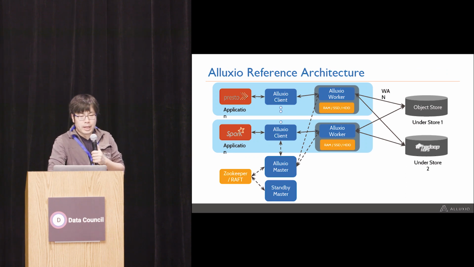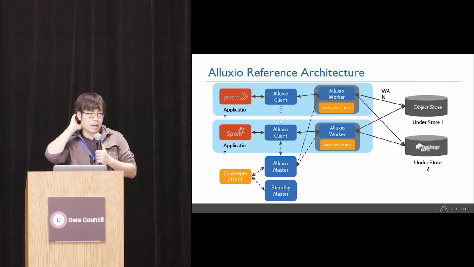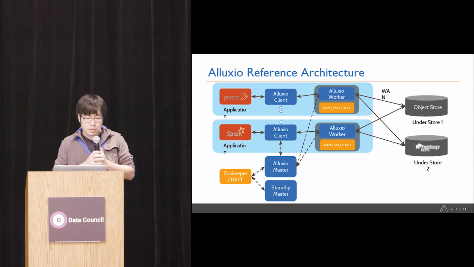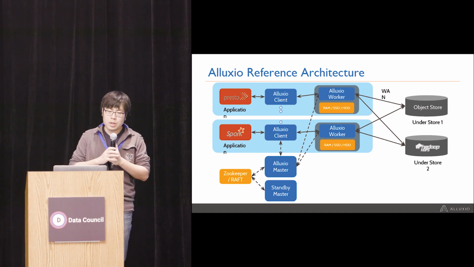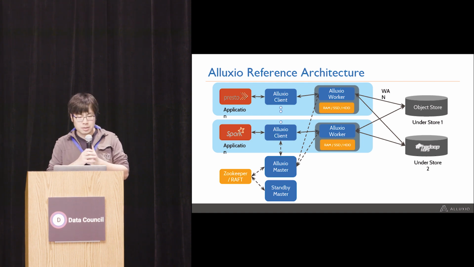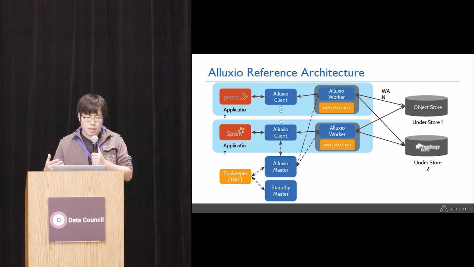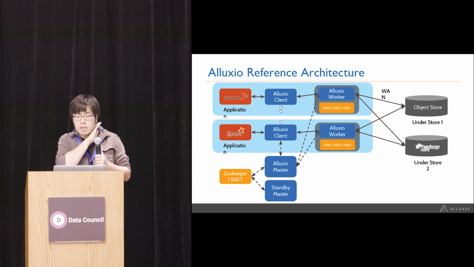It's similar to HDFS. We have the master node, which handles the metadata service, and you can use different master nodes and use Zookeeper or Raft to coordinate the masters to guarantee high availability. And also we have workers, and Alluxio workers can be co-located with Presto or Spark. In this way, you get performance benefits.